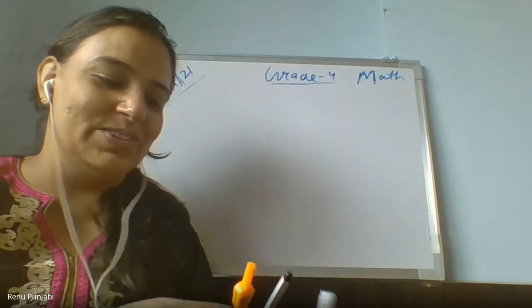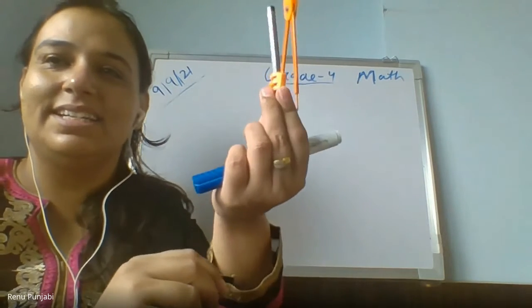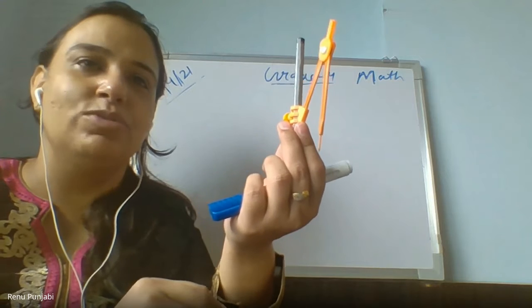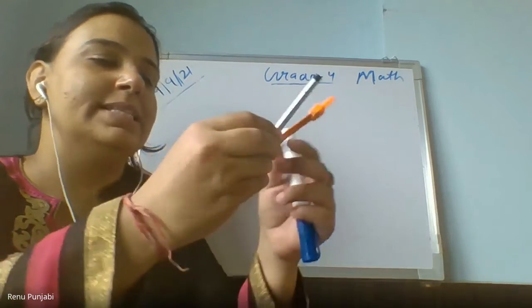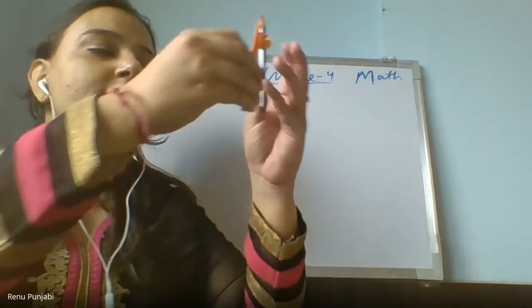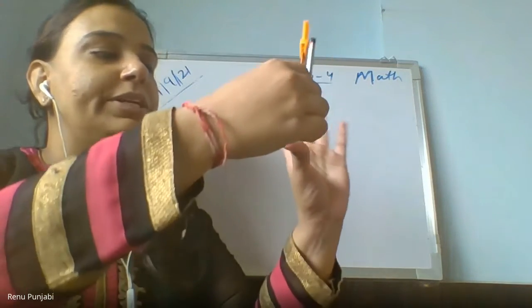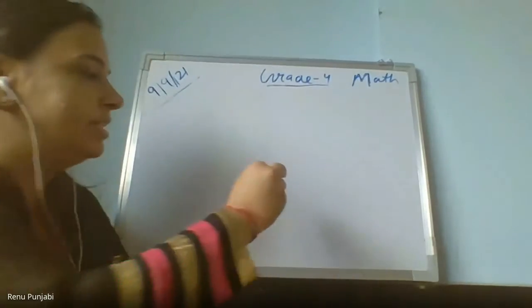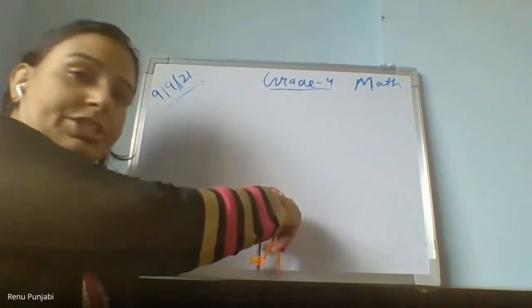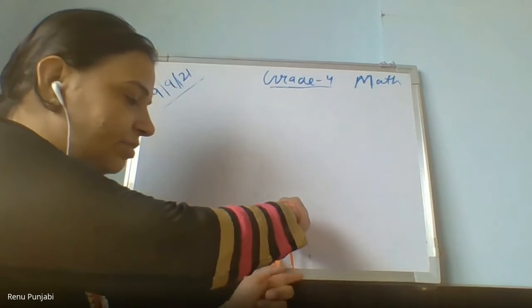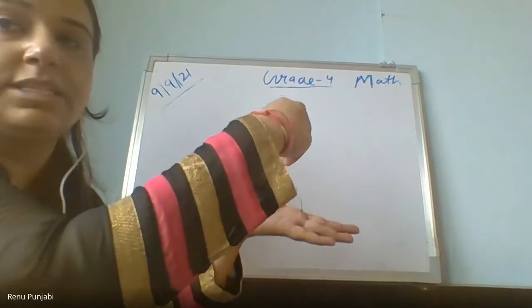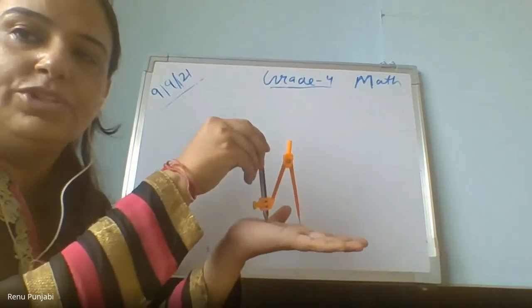So now, children, as I told you to bring the rounder to the class, if you have it with you, please take out the rounder. Put a pencil in that, and you know how to fit the pencil. The pencil pointer and the rounder pointer should be at the same height. Put it on a flat surface so that you can see that both our pointers are on the same level, right? Then you put the pencil in it.